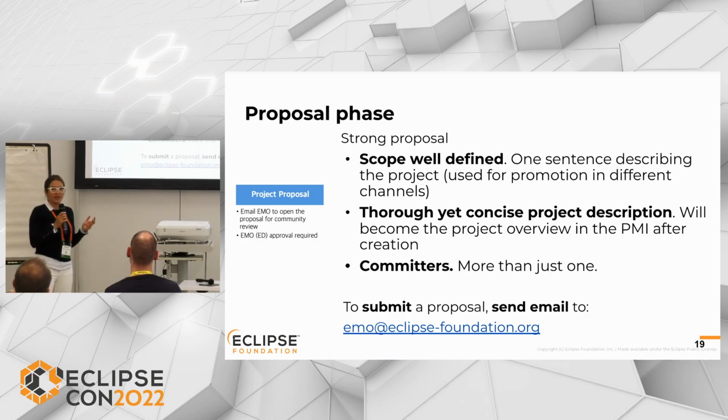So these two fields are very important, and we also take a closer look at the listed committers, okay? There is really not a magic number there because it depends on the context, but it's usually more than 2. That's a quick tip I will give you. And okay, like I said before, to submit a proposal, there's no button you click at the PMI. You need to send an email to the EMO.